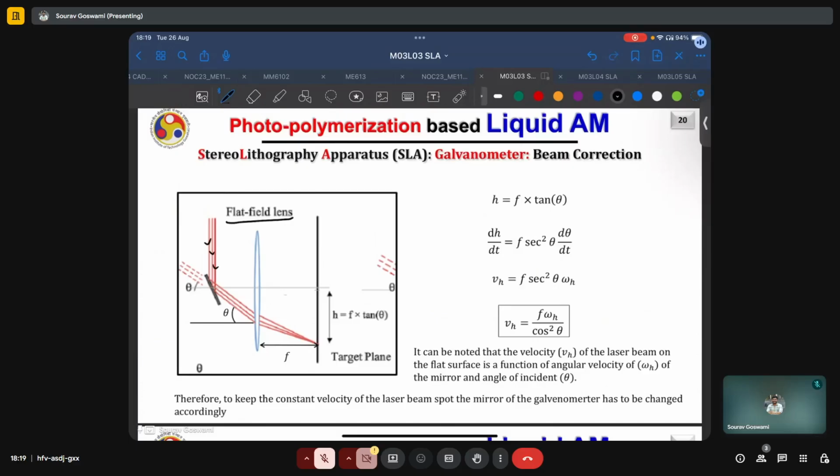The distance of the focal point from this optical line is given as h, and a relationship has been derived between the distance h, the focal length f, and the angle of reflection, or angle of deflection theta, which is given by h equals f times tan theta.